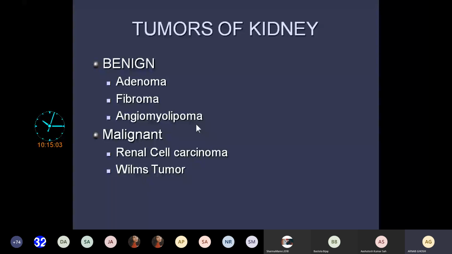Among them, you have to know detail only about renal cell carcinoma and Wilms tumor. Both of these are very, very important. It is there in your practical, in gross as well as in slide, and it is asked in viva also. It comes in theory also. So these two are very important at every level. In practical there will be gross and slide or microscopy, both.